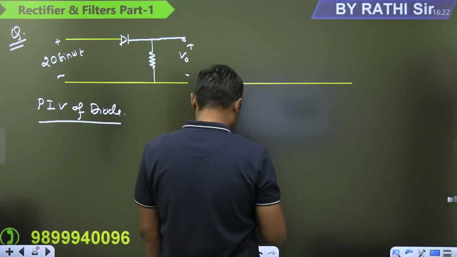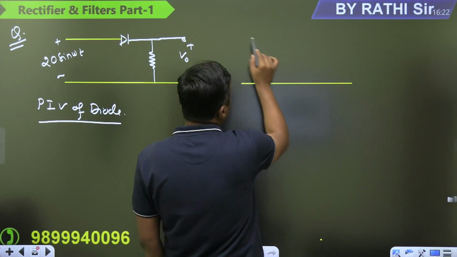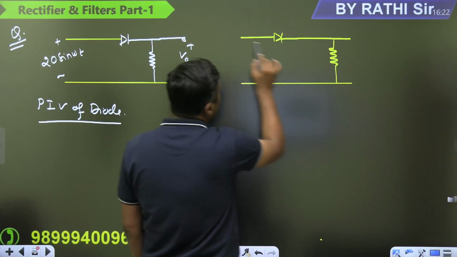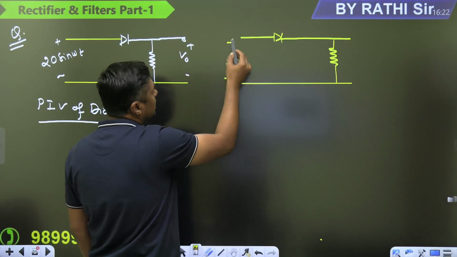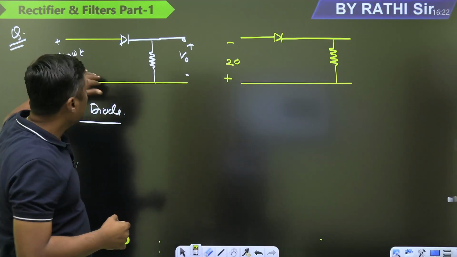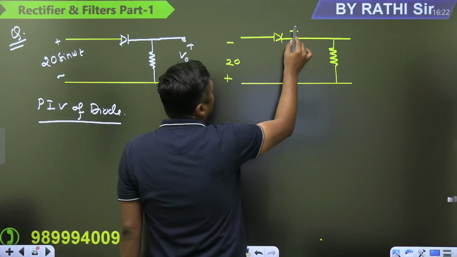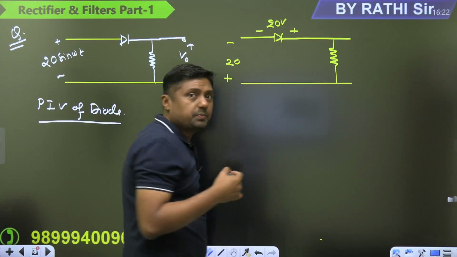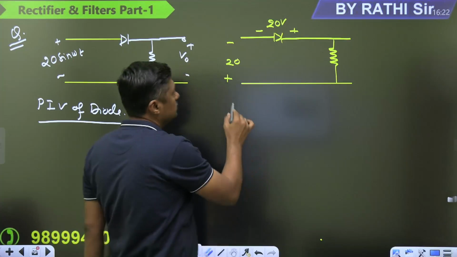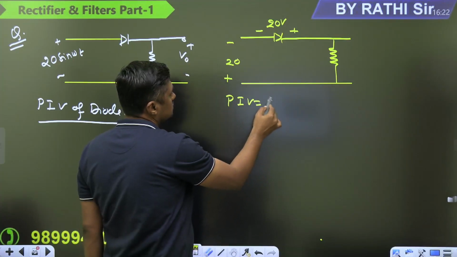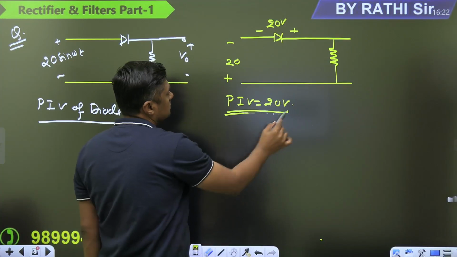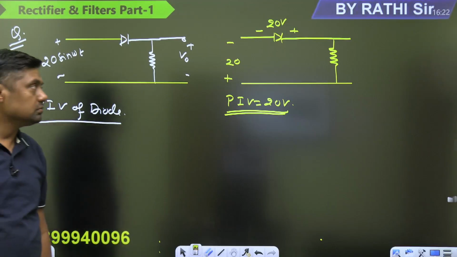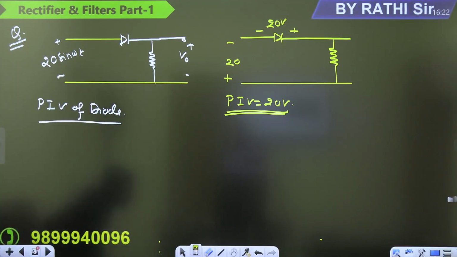So always remember, first of all, what is the peak inverse voltage? You can write like this, 20 volt in the reverse direction, negative value. And then that complete voltage will come across the diode when the diode is reverse bias, and that is the PIV. So what is the PIV here? 20 volt. PIV is 20 volt. Is it clear?